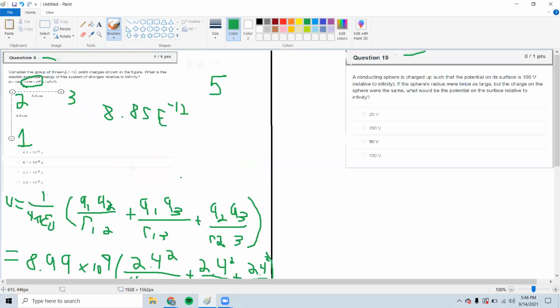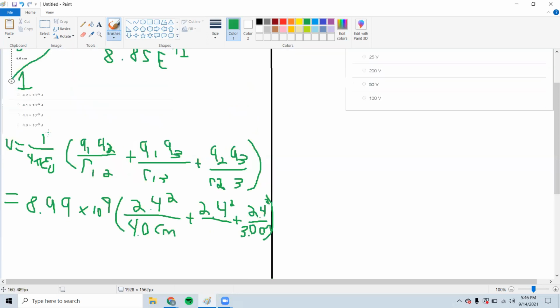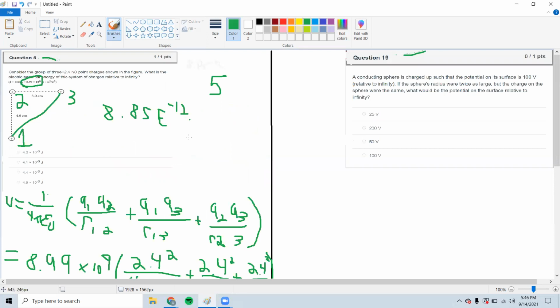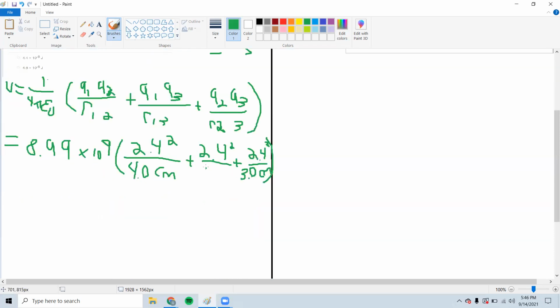And then the way that we find the distance between 1 and 3 is simply the Pythagorean theorem. So a squared plus b squared equals c squared, which would end up being 16 plus 9 equals 25, square root equals 5. So that's the distance between 1 and 3: 5.0 cm.